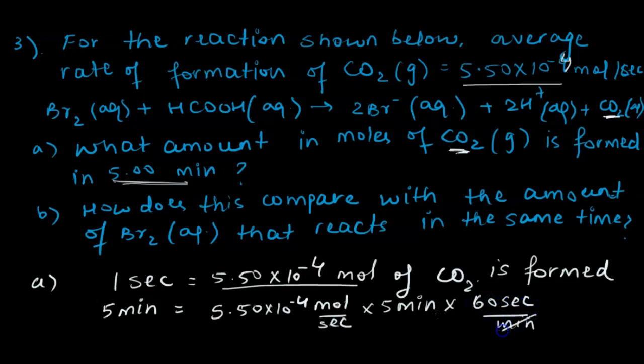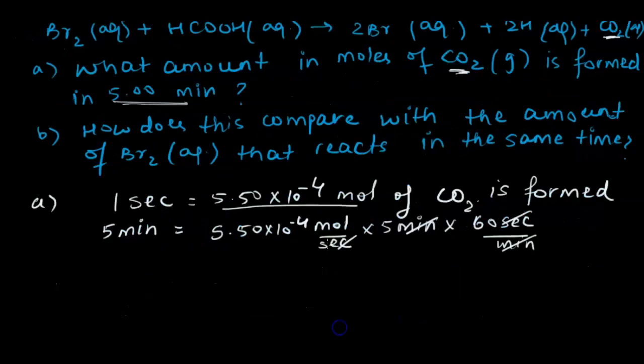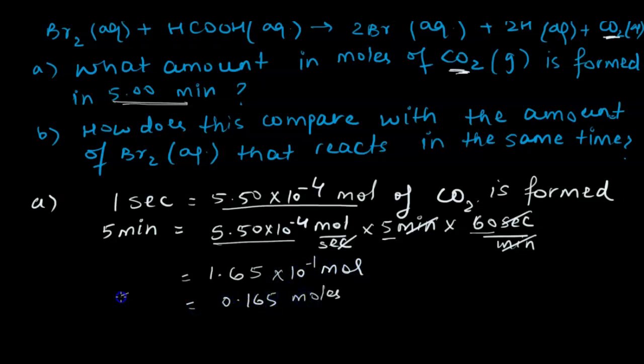How do we solve this? We can cancel similar units. When we put these numbers in the calculator, 5.50 times 10 to the power negative 4, 5 and 60, we get the result equal to 1.65 times 10 to the power negative 1 moles. We can also write it down as 0.165 moles. So we are done. In 5 minutes, we would be able to form 0.165 moles of carbon dioxide.